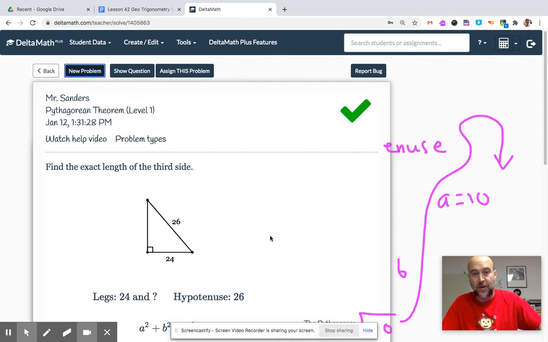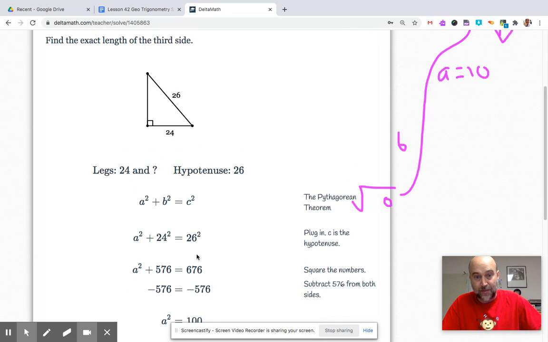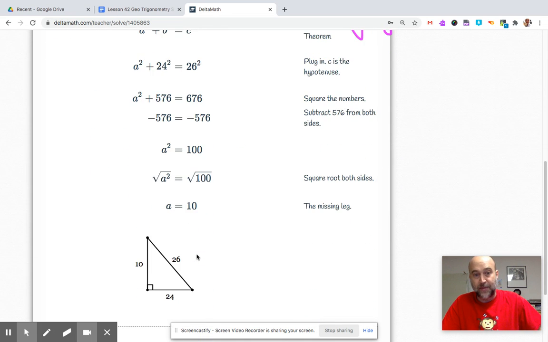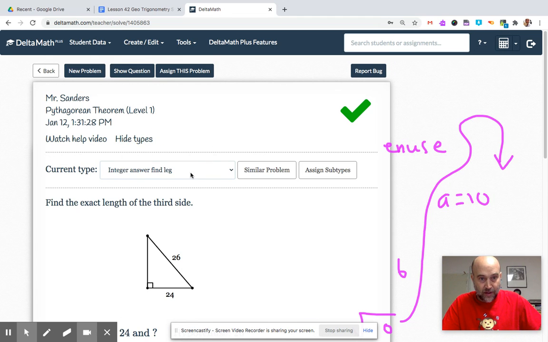As always, look through it, make sure they wrote down the formula too. That's what we're supposed to do. And then just do the steps. Good. Let's take a look at the different types of problems we have here.